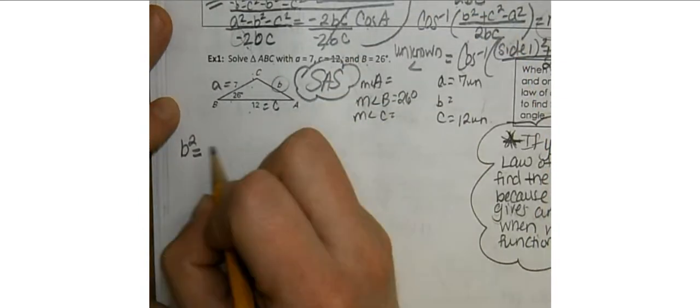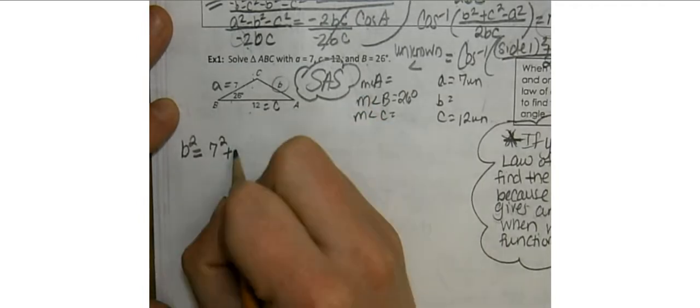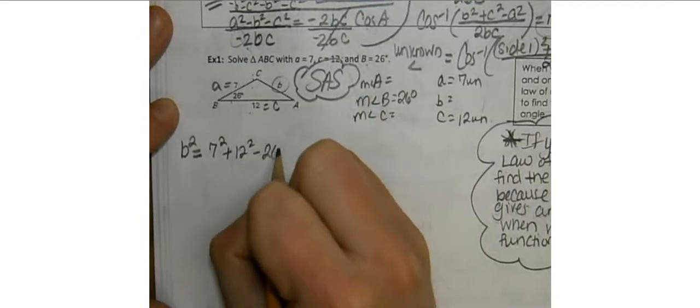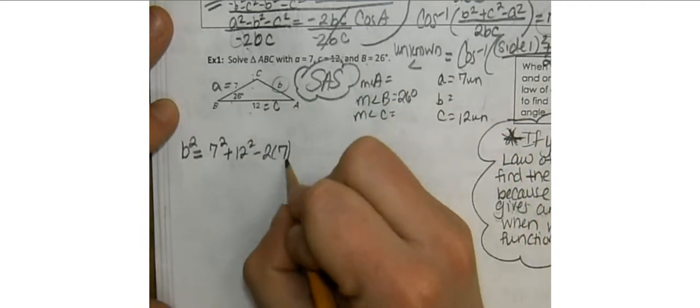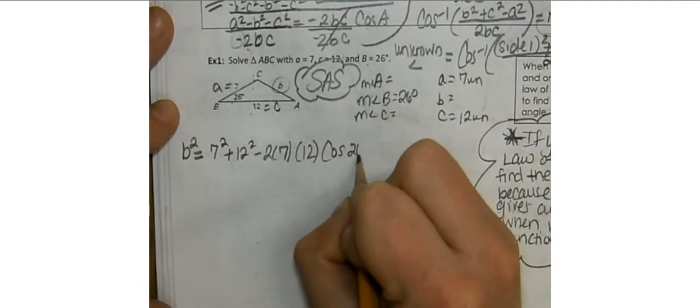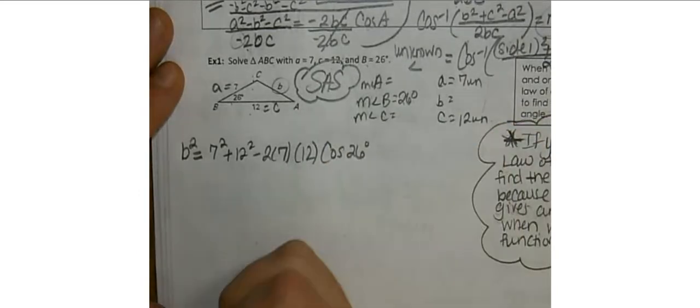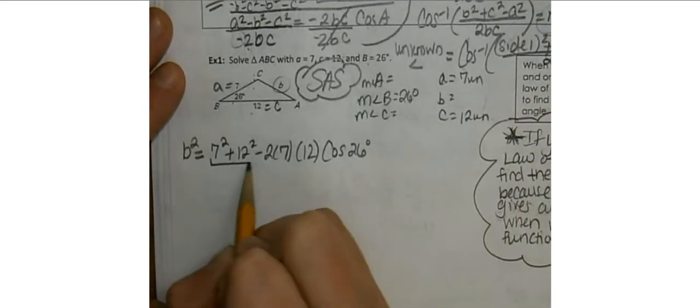So I'm going to write a squared, which is 7 squared, plus c squared, which is 12 squared, minus 2 times 7 times 12 times the cosine of angle B, and angle B is 26 degrees. Make sure that your calculator is in degree mode before you even get started. What's really cool about this is that the entire right-hand side of this equation is a number, and you can put that into your calculator exactly as you see it, parentheses and all.